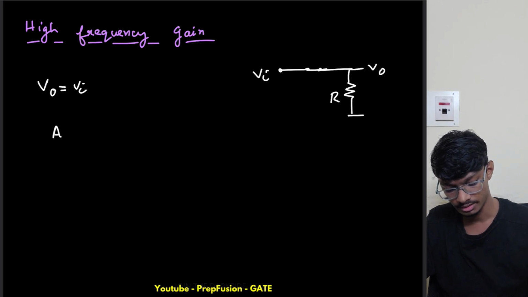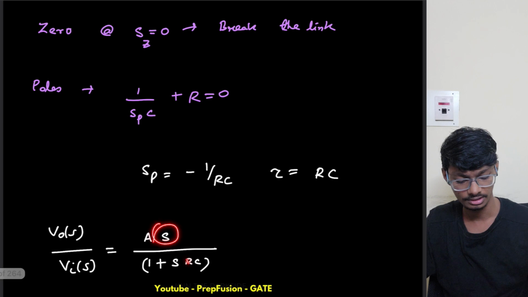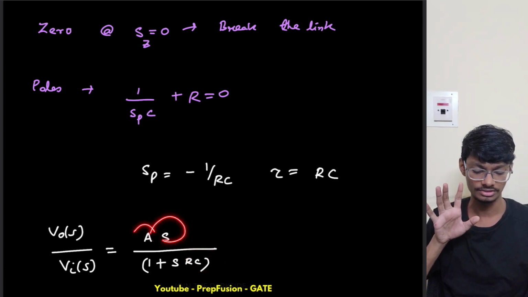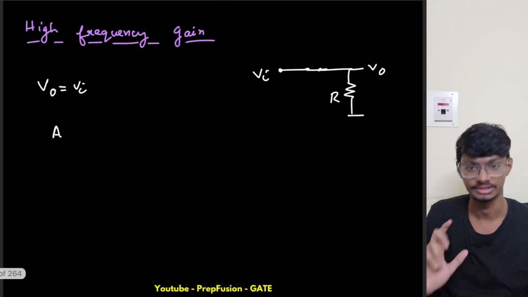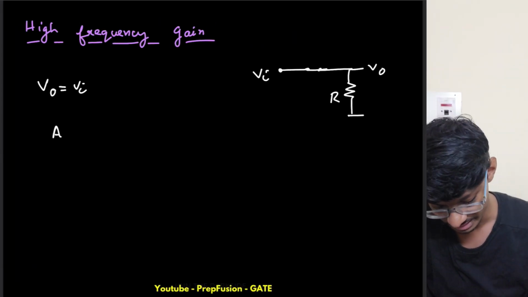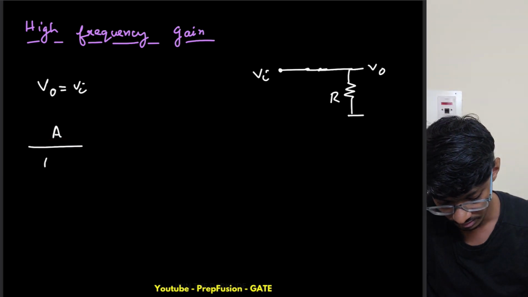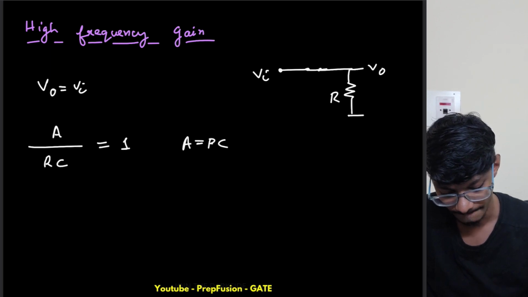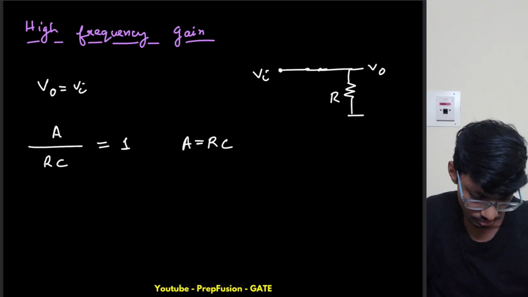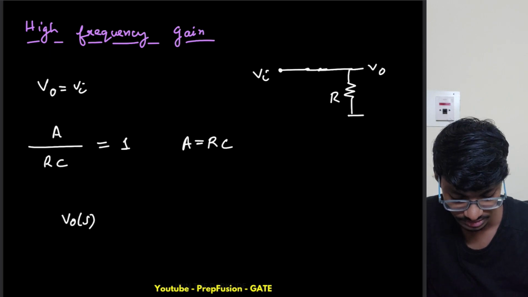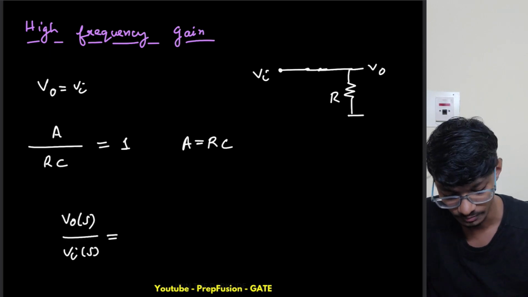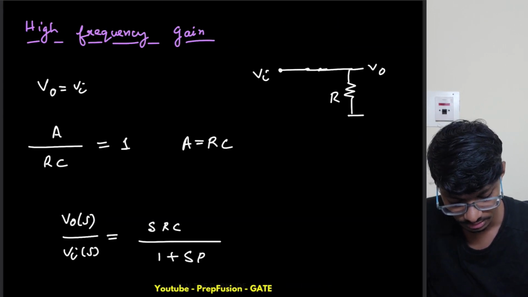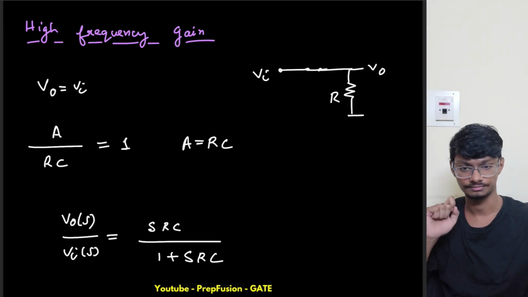So what does high frequency mean? We only take the coefficient of the s terms, right? For high frequency, the limit as s tends to infinity, take the coefficient of s. I hope you have studied limits and all those things. So the numerator will be left with A, the denominator will be left with RC, and this equals 1. So A equals RC. So our transfer function is VO over VI of s equals sRC by 1 plus sRC.